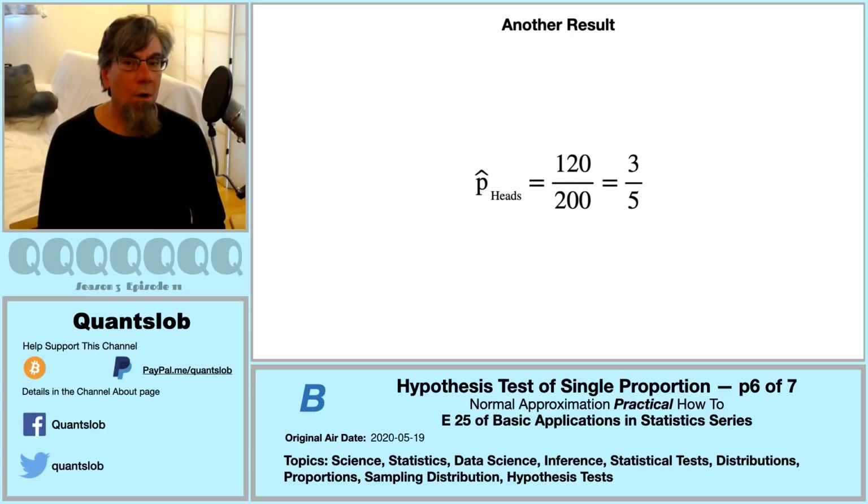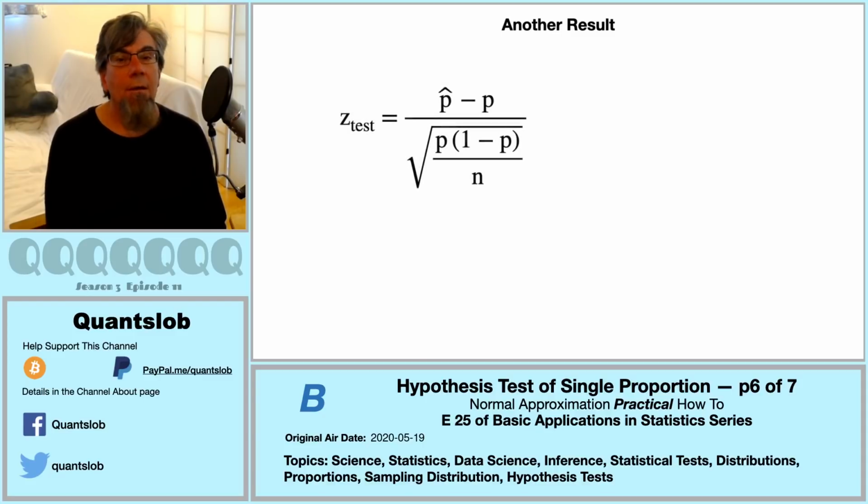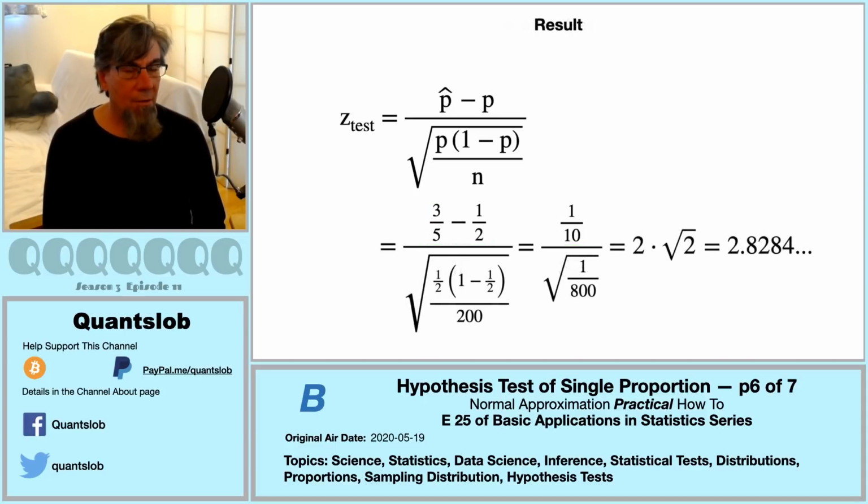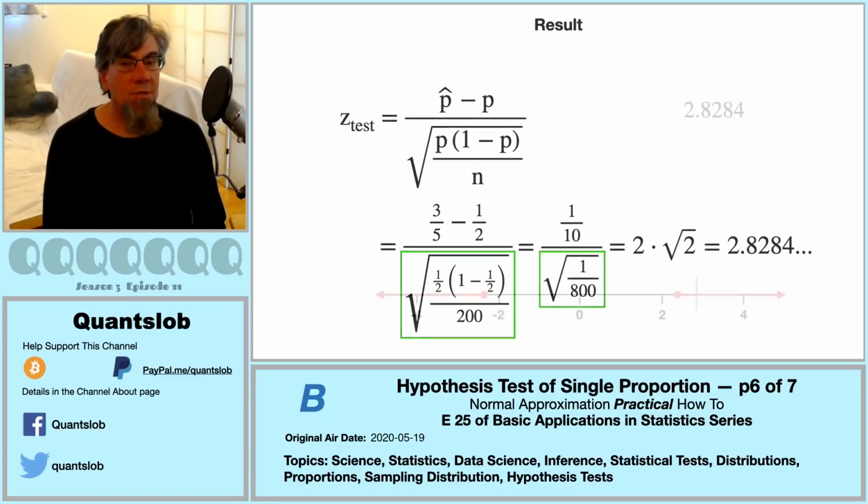Now, the first thing to point out here is that our proportion of heads is the same as before, as with our original example, 3/5. This means that in calculating our test statistic, the difference between our observation and our hypothetical parameter value is the same as before, 1/10. What has changed, however, is our sample size, the number of trials. This directly affects our standard error. Increasing the sample size shrinks the standard error.